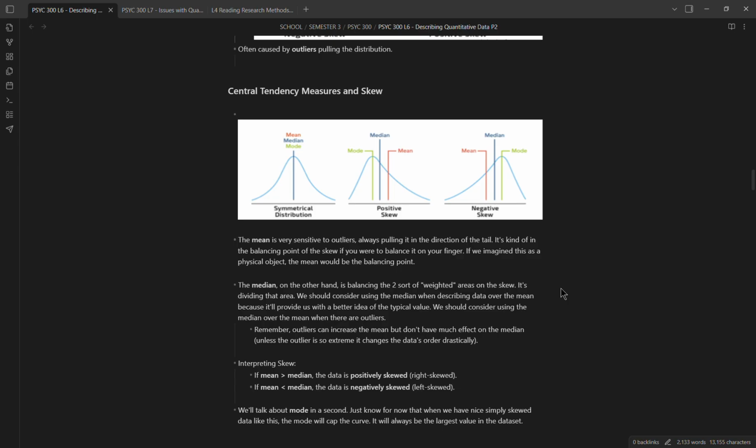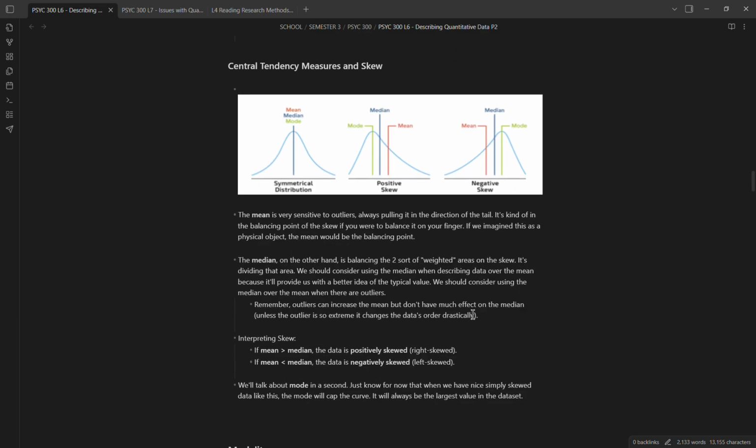And just the last thing about interpreting the skew here, if the mean is greater than the median, meaning it's further along the x-axis, the data is positively skewed, or right skewed, right? The tail is going to the right. If the mean is less than the median, meaning again the mean is following the left tail, it is negatively skewed, right? If you look at the screen here, it's pretty blatantly simple.